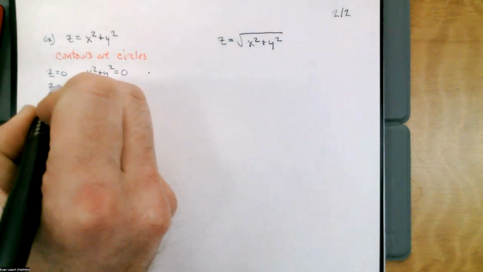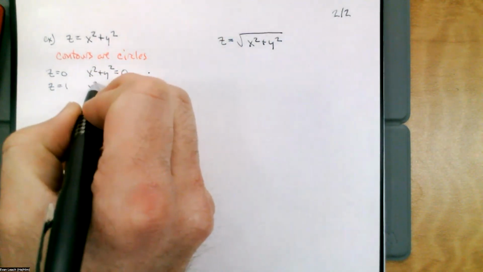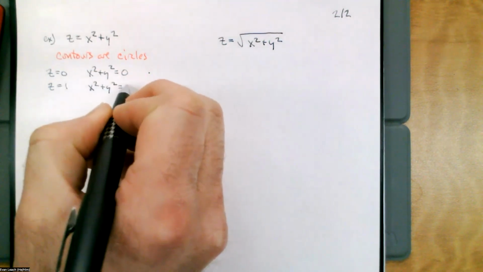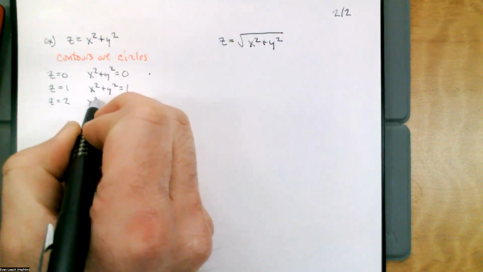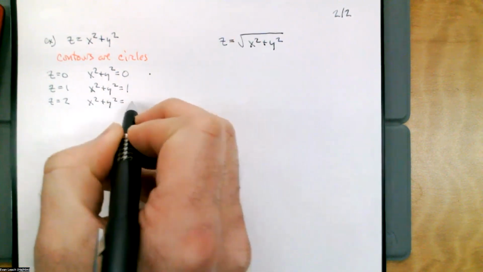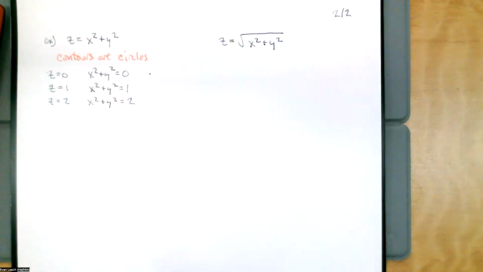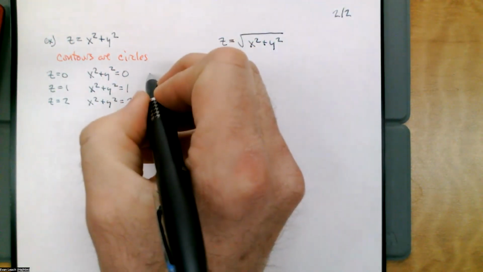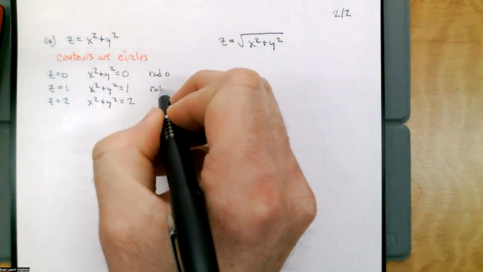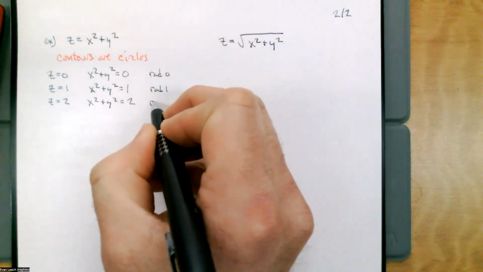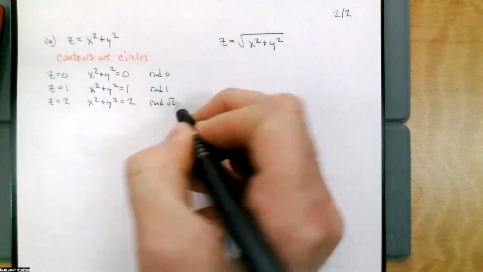Let's see. If Z is equal to 1, then I get the equation x squared plus y squared is equal to 1. If Z is equal to 2, then x squared plus y squared is equal to 2. So just like we expected, all the contours are circles. This is a circle of radius 0. Here's a circle of radius 1. Here's a circle of radius square root of 2.